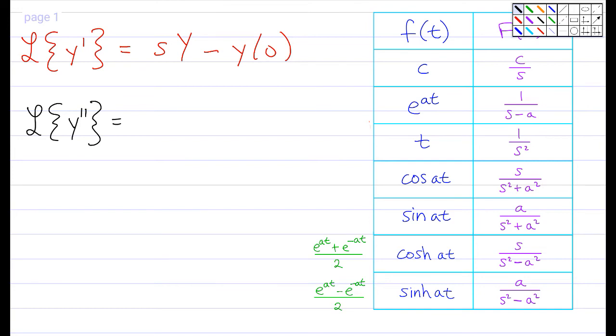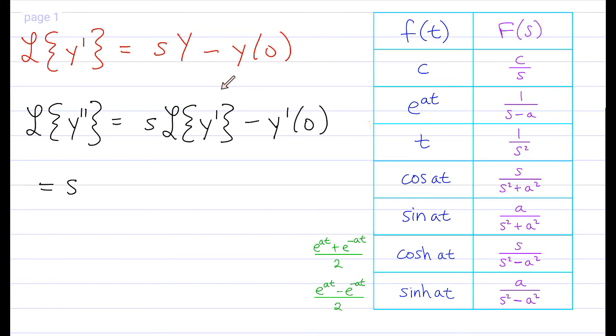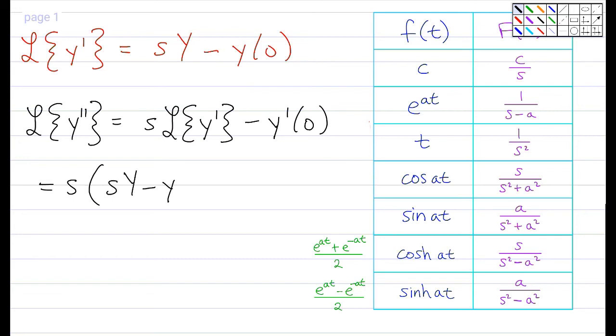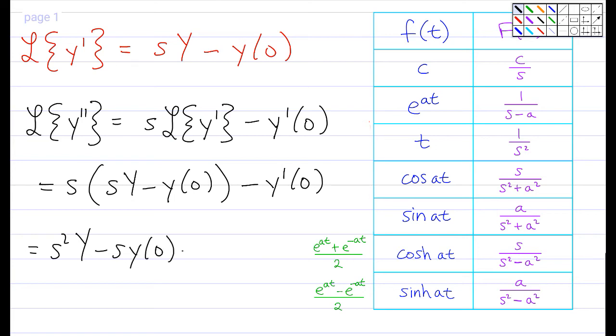Well, the transform of y becomes the transform of y prime. Instead of y of 0, I have y prime of 0. Okay, well, I can use the formula right here to replace the Laplace transform of y prime. In parentheses, I'm going to have sY minus y of 0. And I still have minus y prime of 0. That wasn't so bad. That equals s squared Y minus s y of 0 minus y prime of 0.